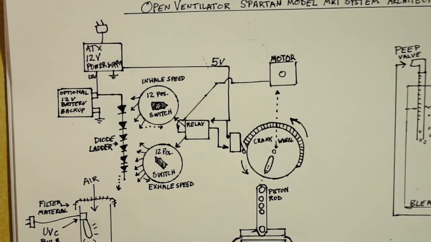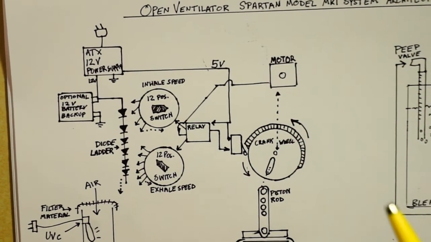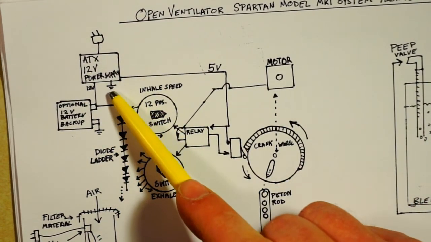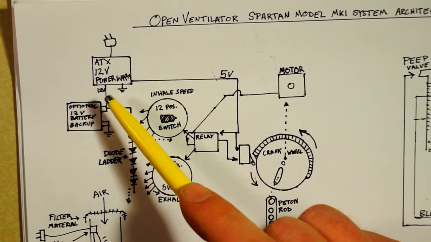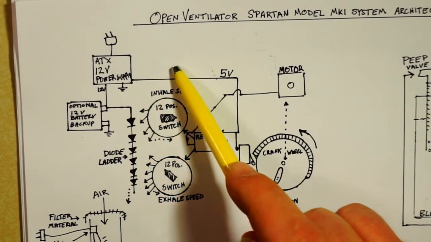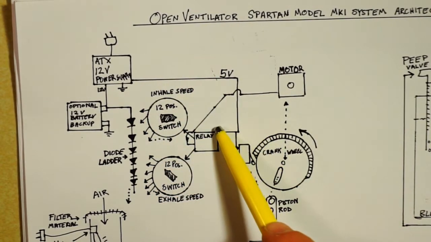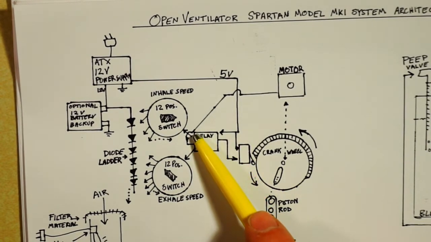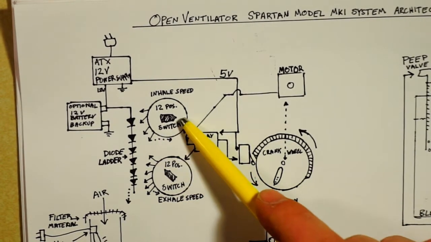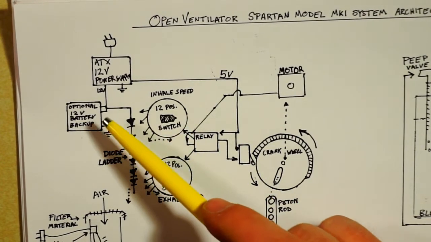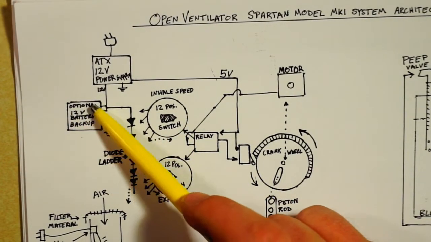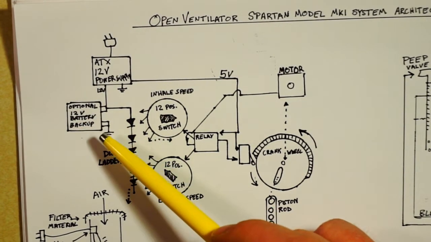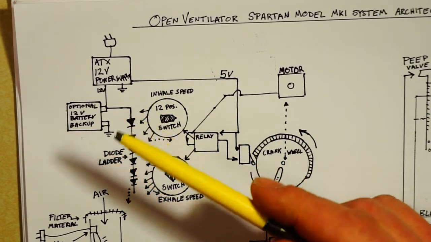Okay, so first, you have an ATX power supply out of a computer, and that will provide 12 volts out and also 5 volts out. I'm using 5 volts to power the relay and also to power the switch, which toggles the relay on the power side between these two limit switches. You can have an optional battery backup in the system here. But this is not necessary for the system to function. It's only necessary if the power goes out.